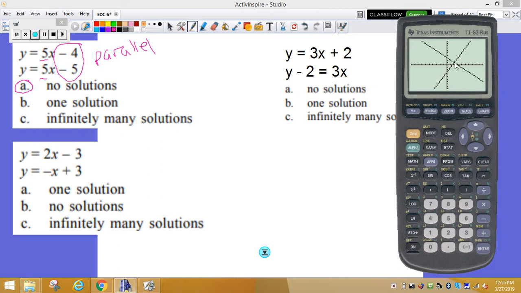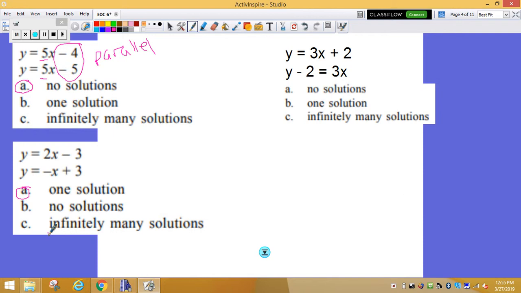Alright, these do cross. If they cross, that means there is one answer, and my one answer would be (2, 1). But there is one solution. If they cross, there is one answer. Alright, look at this example.